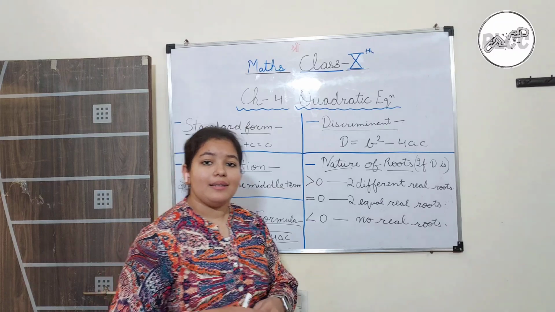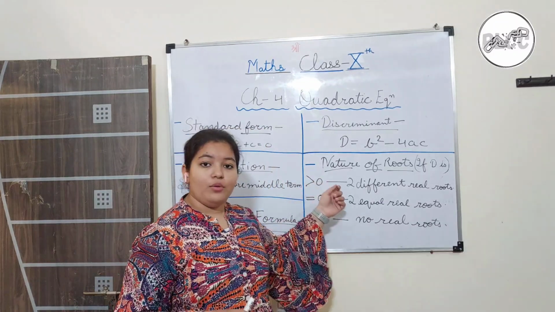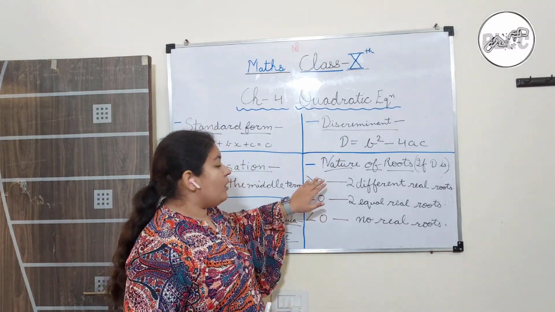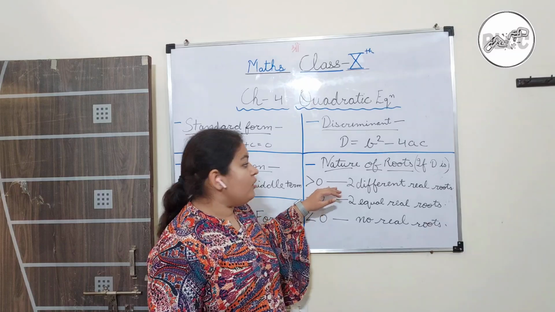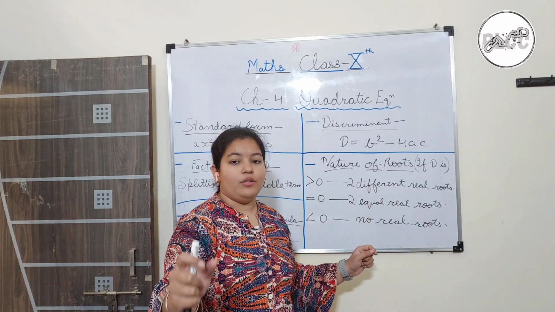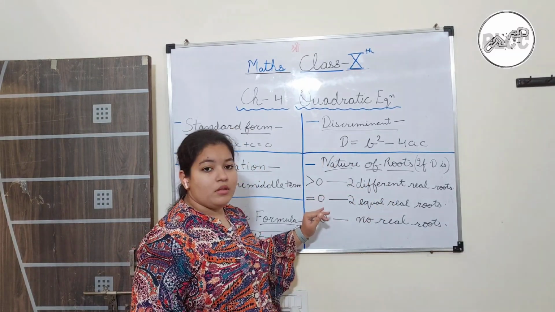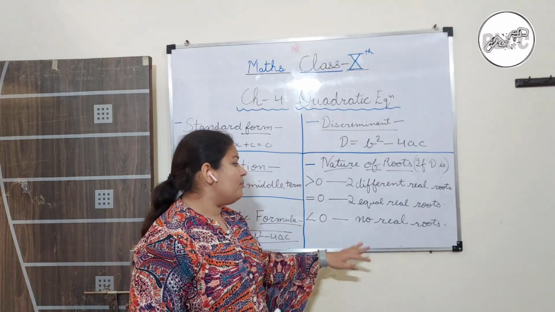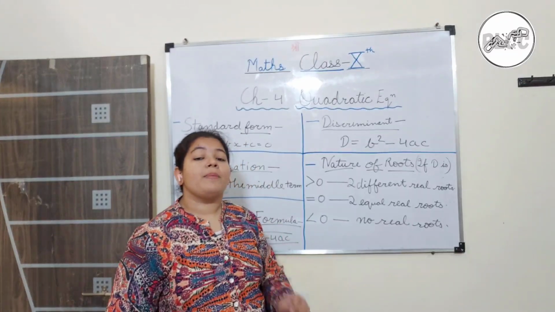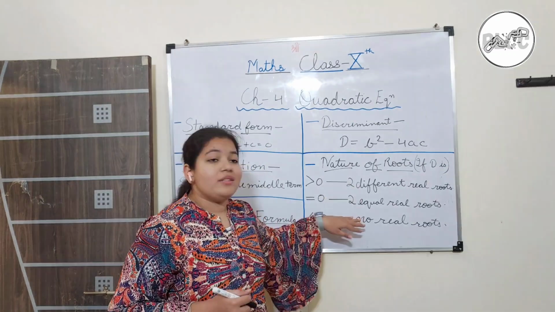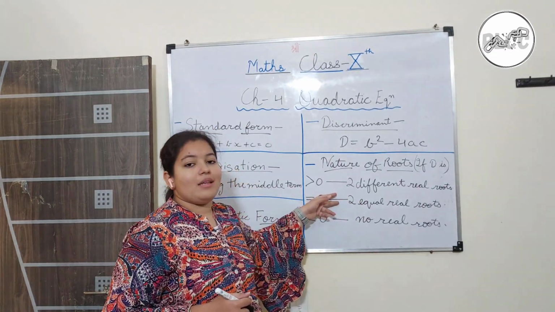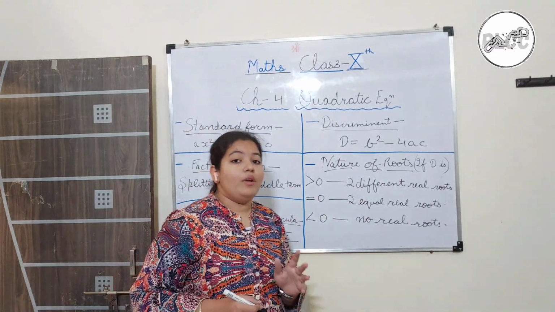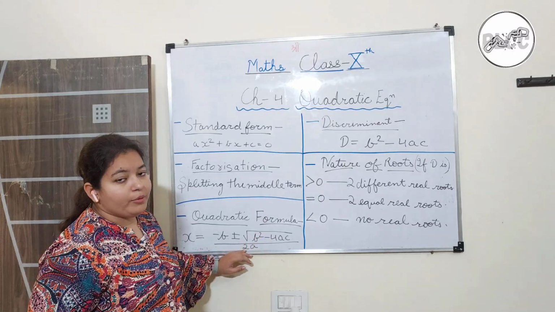They will ask you to find the nature of roots, and you use this. Okay, if your discriminant is greater than 0, then you write the equation will have two different real roots. If your discriminant is 0, then write two equal real roots. If your discriminant is less than 0, then just simply write no real roots. Okay. If the roots are real, then you have to find them. Okay, it's mentioned there are real roots. So if these two cases came, then you have to find the roots. Okay, how will you find? By putting the values in this formula.